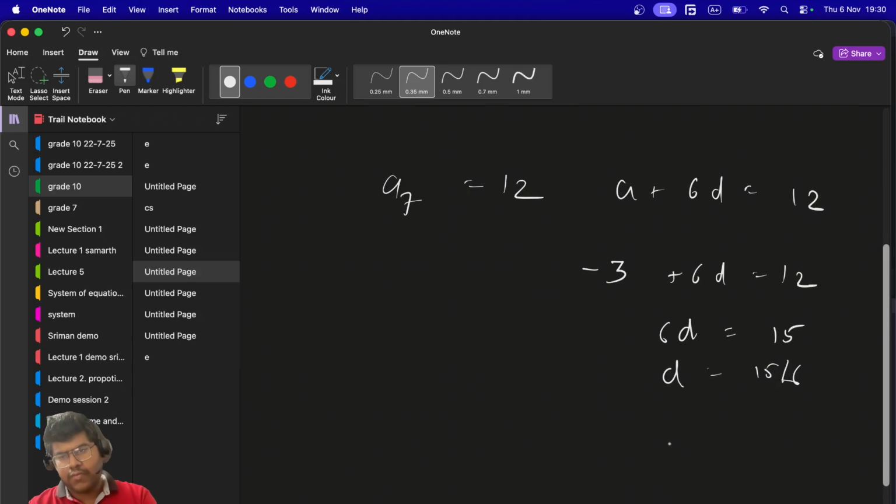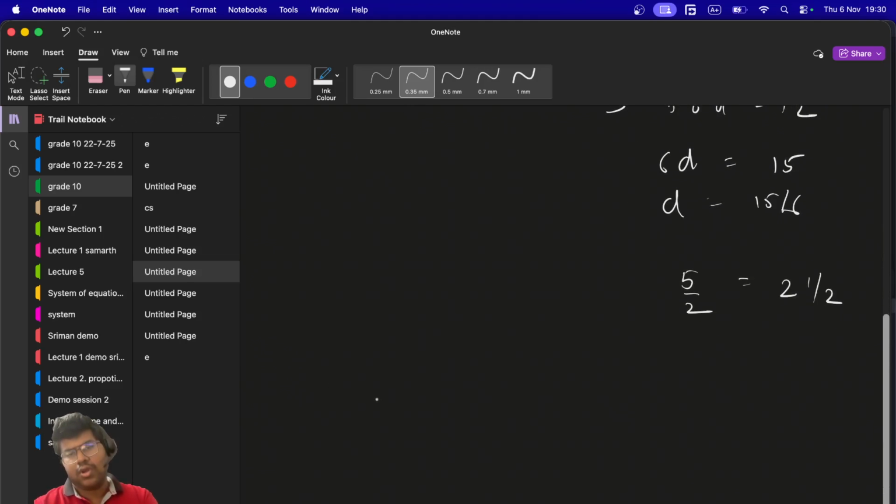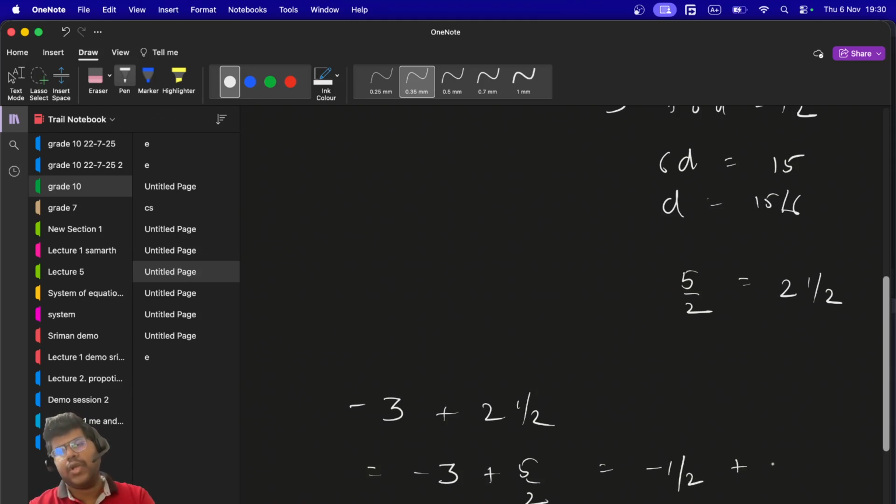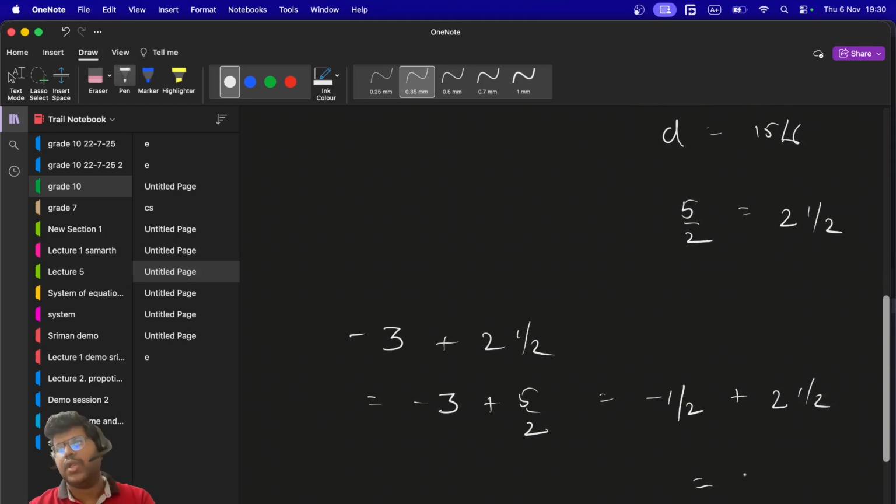So that means we got 5 over 2, right? So that means 2.5, right? Correct? So D is 2.5. So now the next term would be minus 3 plus 2.5. So that means minus 3 plus 5 by 2, which is nothing but negative half, right? And then negative half plus 2 and a half. So then it would be simply 2.